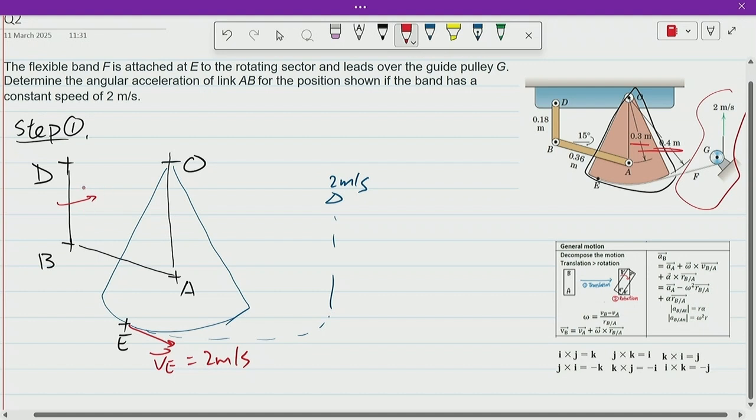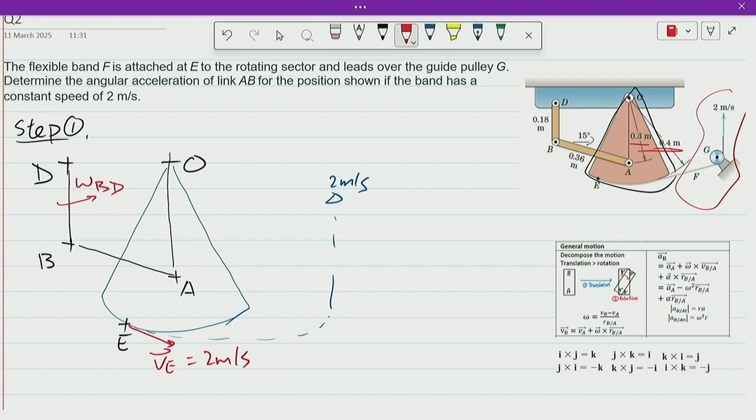We're going to assume an omega BD of counterclockwise. This is because VE is going towards the right, so the whole system is just going to rotate towards the right. Now because BD and AO are both vertical, they're going to have the same direction of velocity, basically just perpendicular to the origin of its own axis. And that's going to give us omega AO.